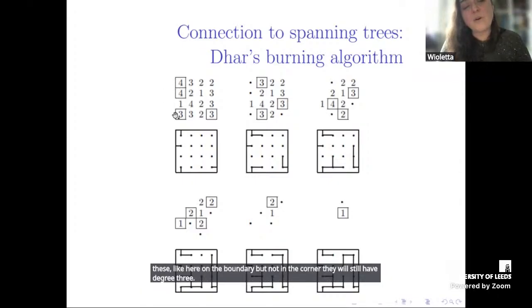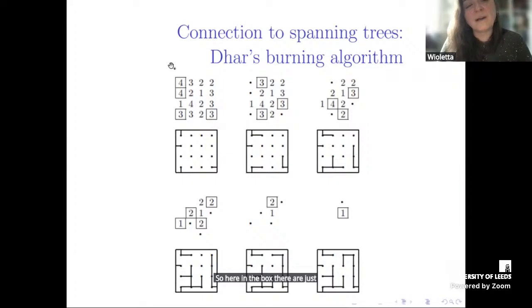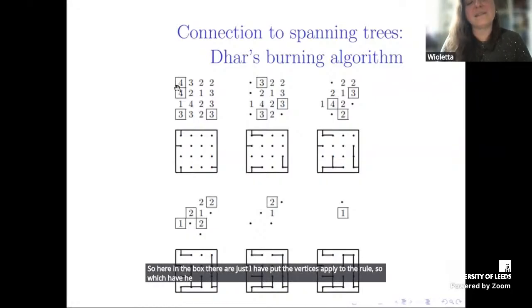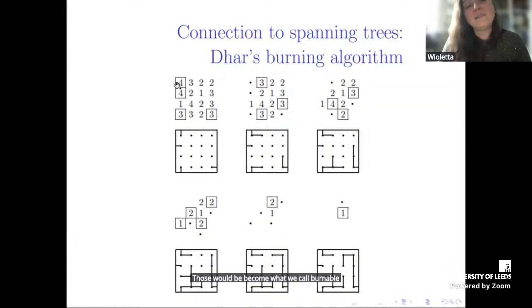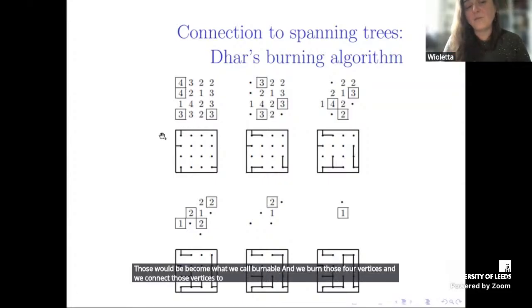So here in the box, I have put the vertices which apply to the rule, so which have height which is larger than the existing degree. Because here the degree is 2, I have height 4. Degree is 3, I have height 4. Degree is 2, I have height 3, etc. So in the first step, those will become what we call burnable. And we burn those 4 vertices, and we connect those vertices to the sink, because the sink will now become the root of my spanning tree.